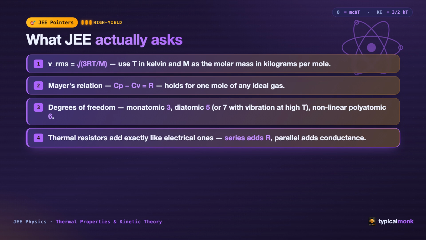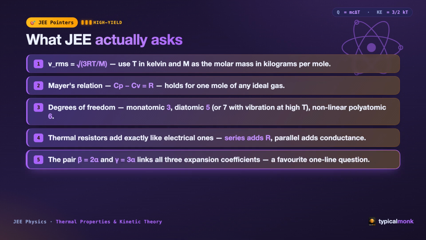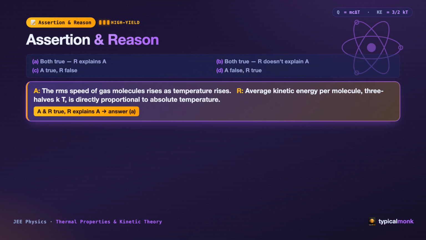4. Thermal resistors combine exactly like electrical resistors. Series adds resistance, parallel adds conductance. 5. The pair beta equals 2 alpha and gamma equals 3 alpha links all 3 expansion coefficients. A favorite one-line question. Let us drill the JEE way.